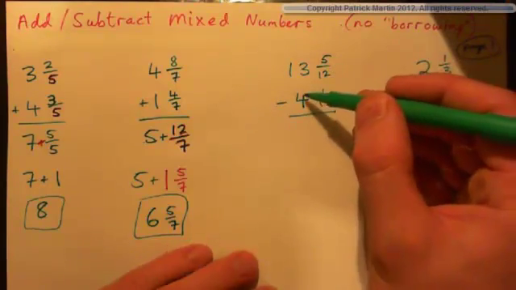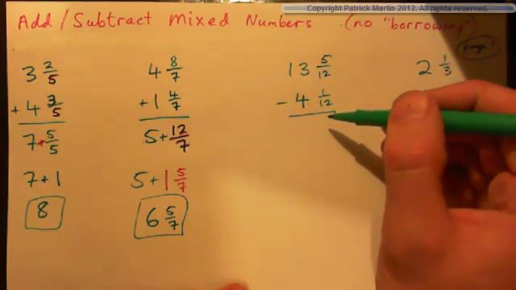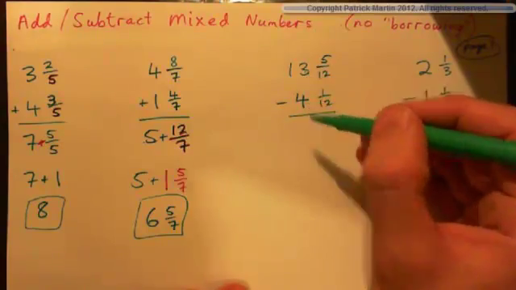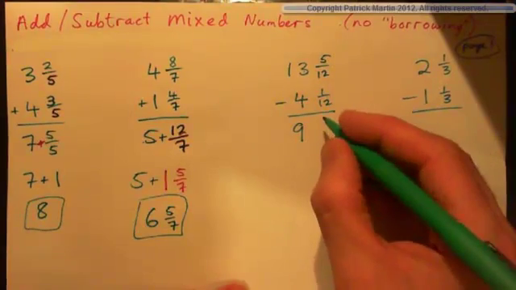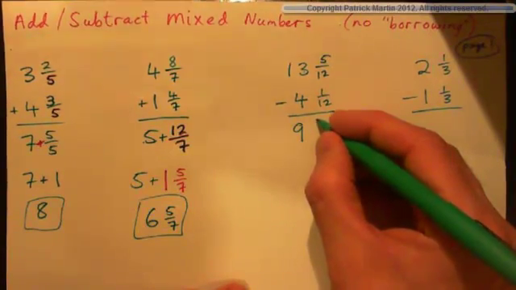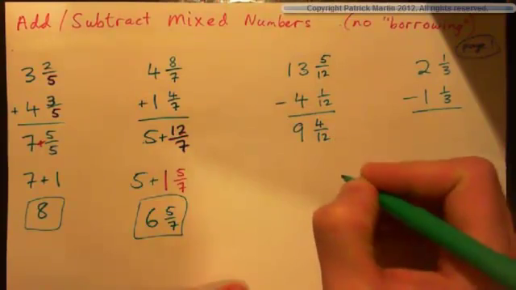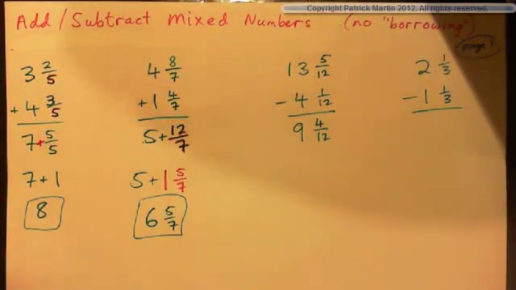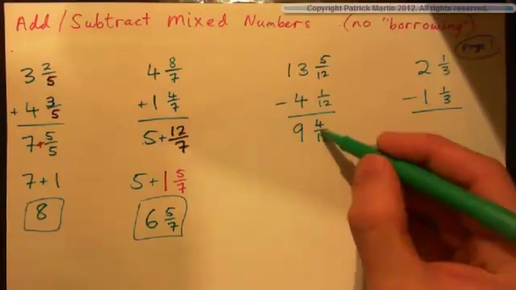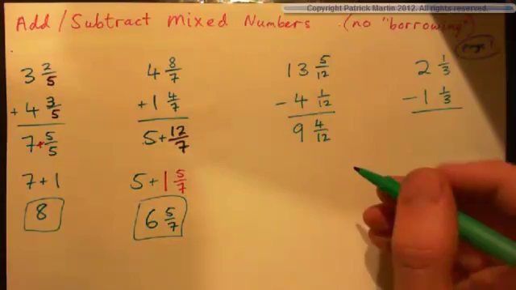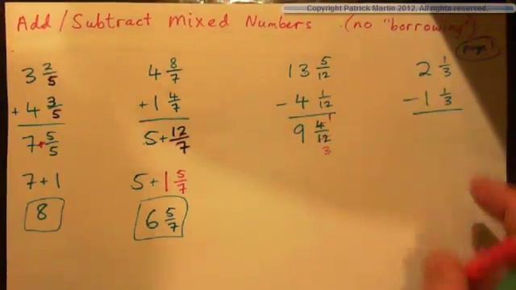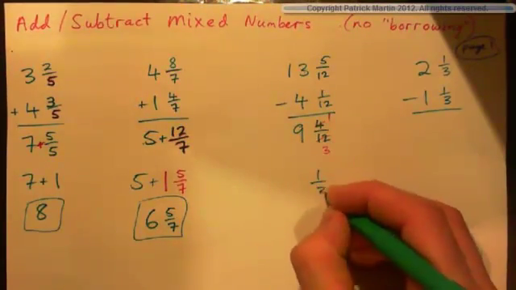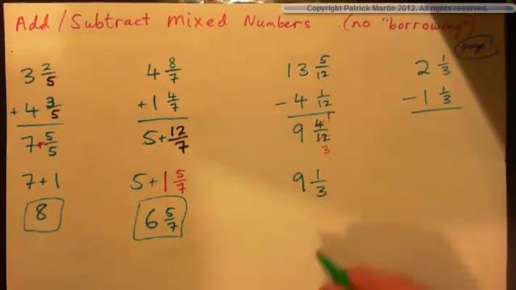Okay, how about this guy? 13 and 5/12 minus 4 and 1/12. Well, let's see. 13 minus 4 is 9. 5/12 minus 1/12 is 4/12. Now, do you think that's the final answer, or is there something else we need to do? Well, what about the 4/12? Could you put that in lowest terms? 4 into 4 goes once, 4 into 12 goes 3 times, so this becomes 1 over 3, so that's 9 and 1/3.